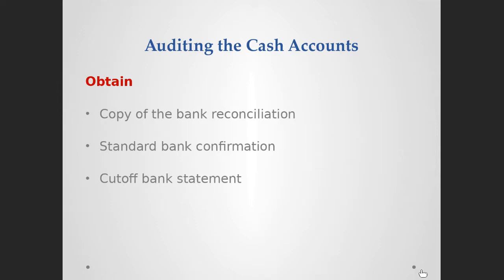What we discussed in our previous class is that we get a copy of the bank reconciliation, which is prepared by the client. We get a standard bank confirmation, which is a letter that we, the auditors, send to the banks where the client has accounts, and we receive a confirmation from the bank stating what the balance was on the last day of the year. And then we also get a cut-off bank statement, which is the bank statement for the first 7 to 10 days of the new year.